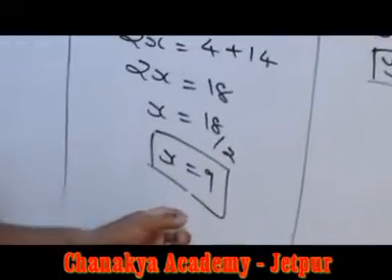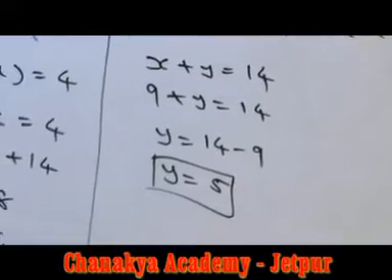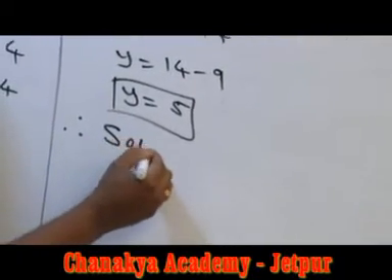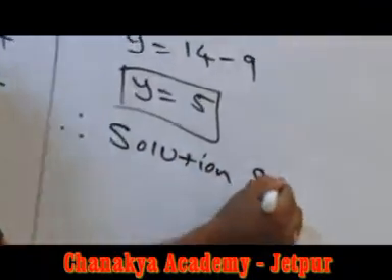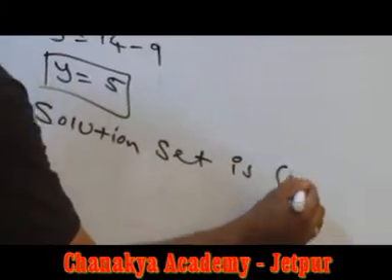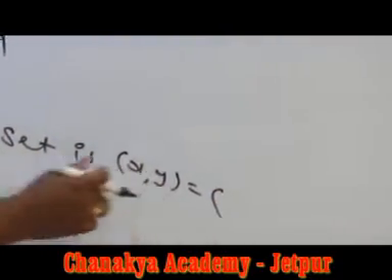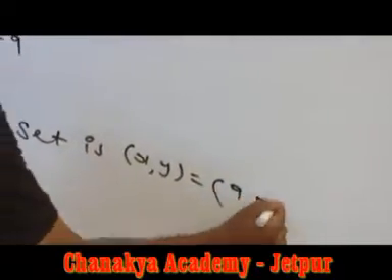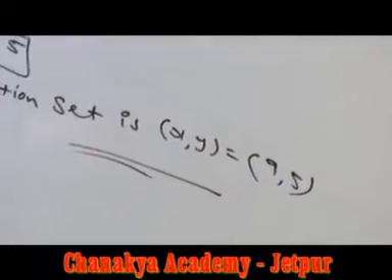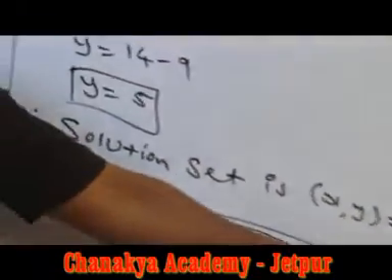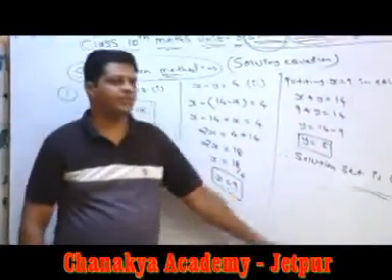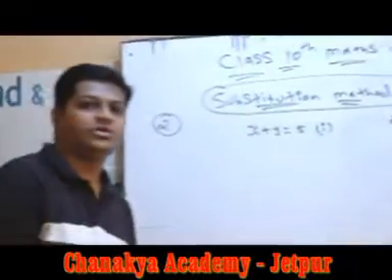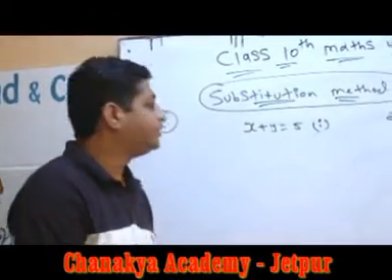The value of x is 9, value of y is 5. Therefore, solution set is x comma y equal to, value of x is 9 and value of y is 5. That is, solution set is x comma y equal to 9 comma 5. Here our first sum gets completed. Okay students, now we are moving to our next example.